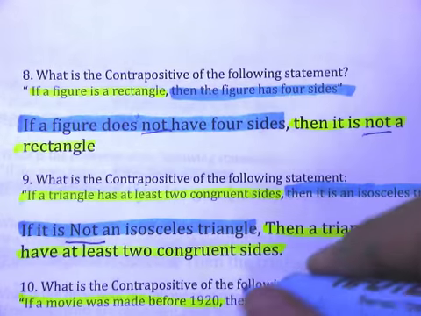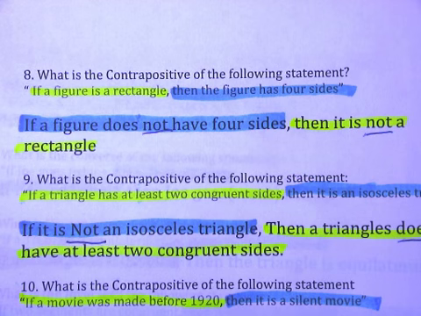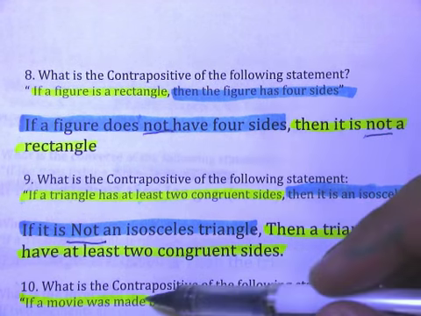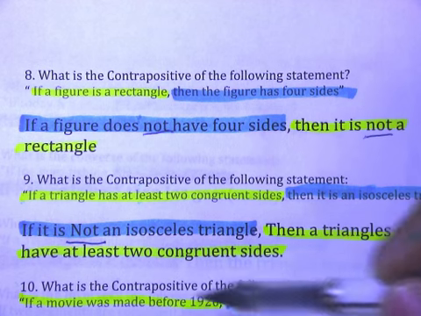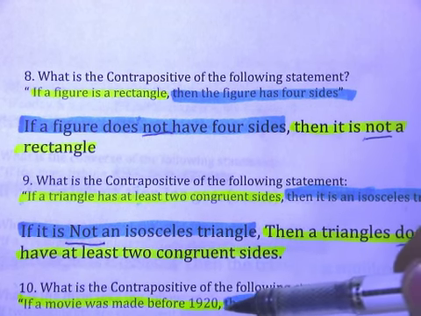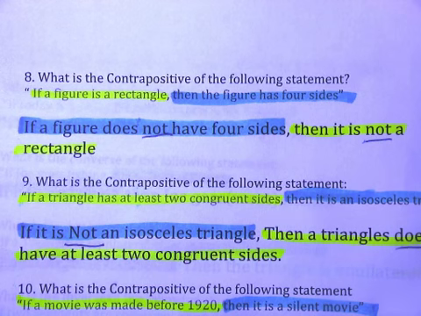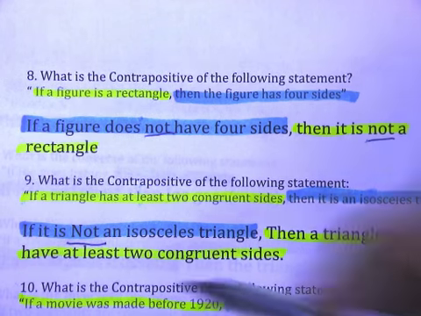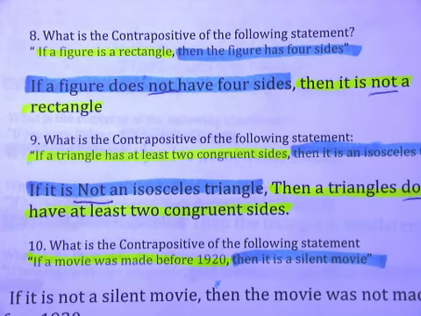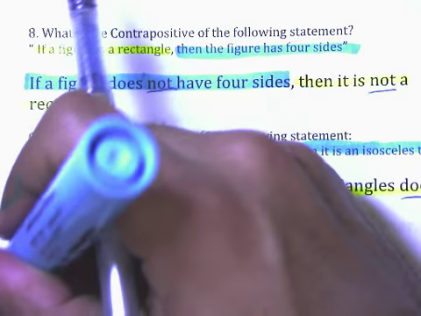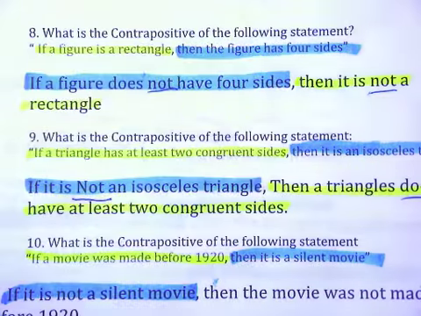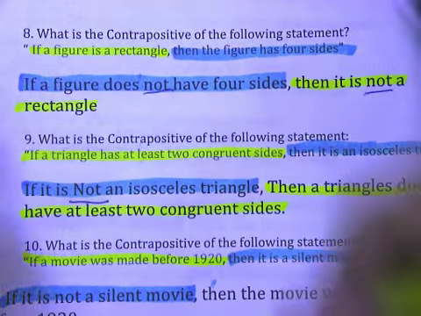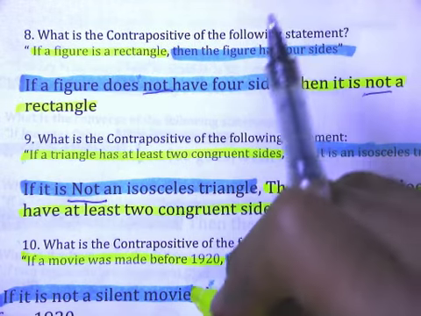And number 10, what is a contrapositive of the following statement? If a movie was made before 1920, then it is a silent movie. Well, again, we're going to switch them and negate them. What's the opposite of the movie being before 1920? Well, the opposite was that it was not made before 1920. And what's the opposite of it being a silent movie? Well, then that it's not a silent movie, but it's the contrapositive.